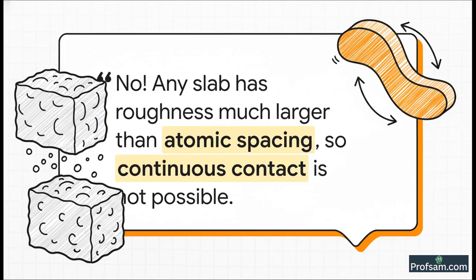Even the smoothest, most polished surface you can imagine, under a microscope, is full of bumps and gaps. These gaps are huge compared to the distance between atoms, so you can never get that perfect continuous atom-to-atom contact that is needed for the junction to form properly. So please remember this for your exams. A p-n junction has to be fabricated from a single continuous crystal, not two pieces stuck together.